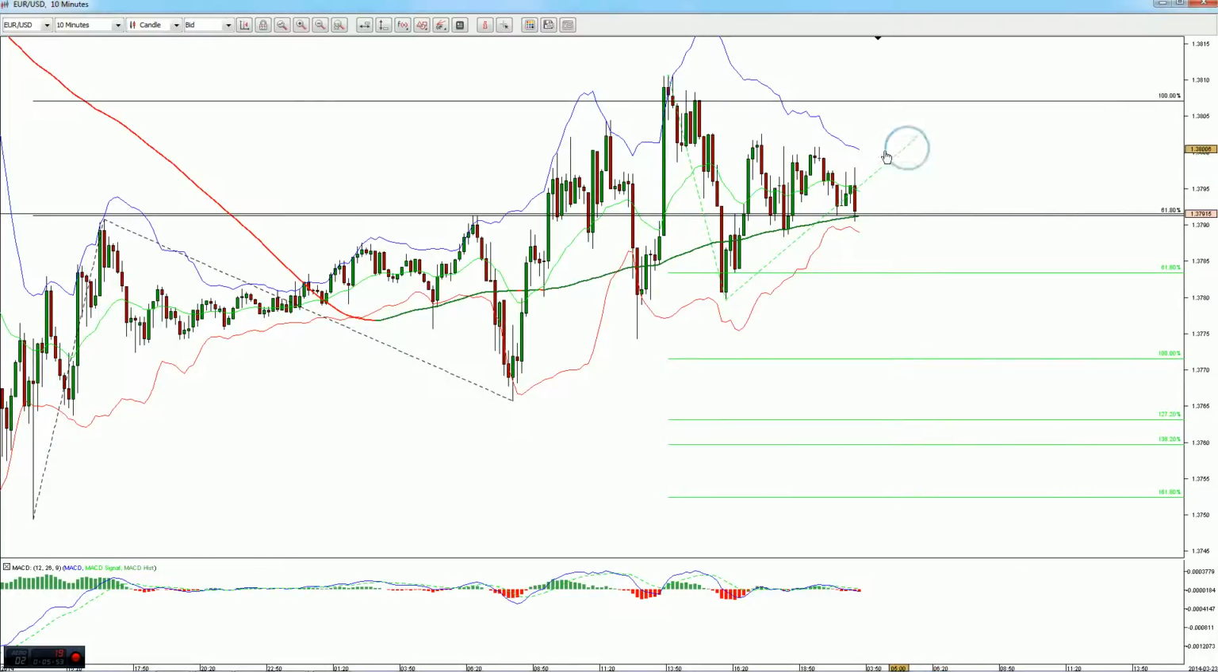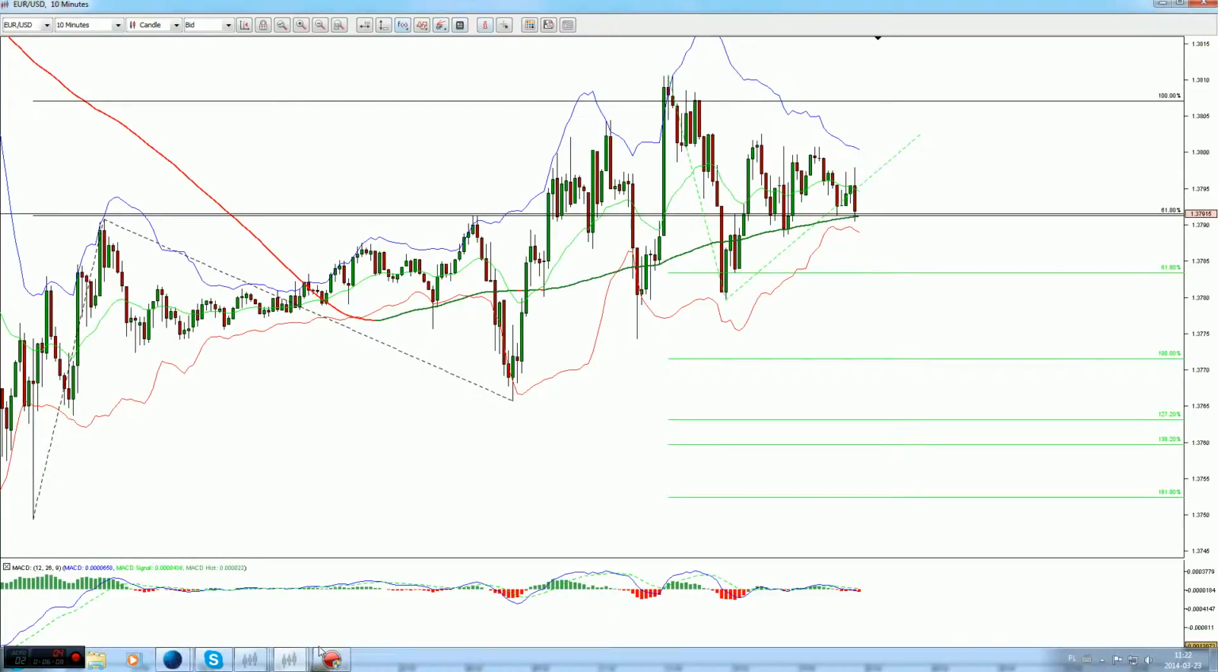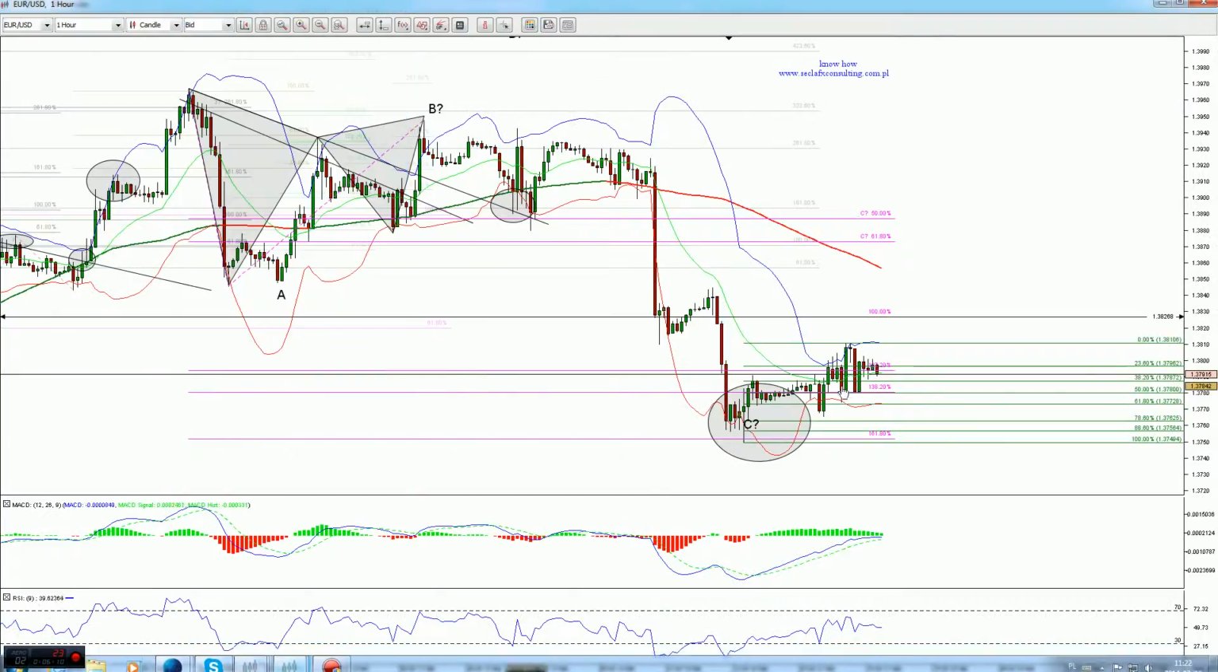So if this is right, I could have 137.80 or here at those levels, 137.70, 137.60. Let's check it on the 1 hour. What are those levels on the 1 hour? 137.70, 137.60. So those are the typical levels for a second corrective wave, and then we have a third to the upside. So this is one of my scenarios.